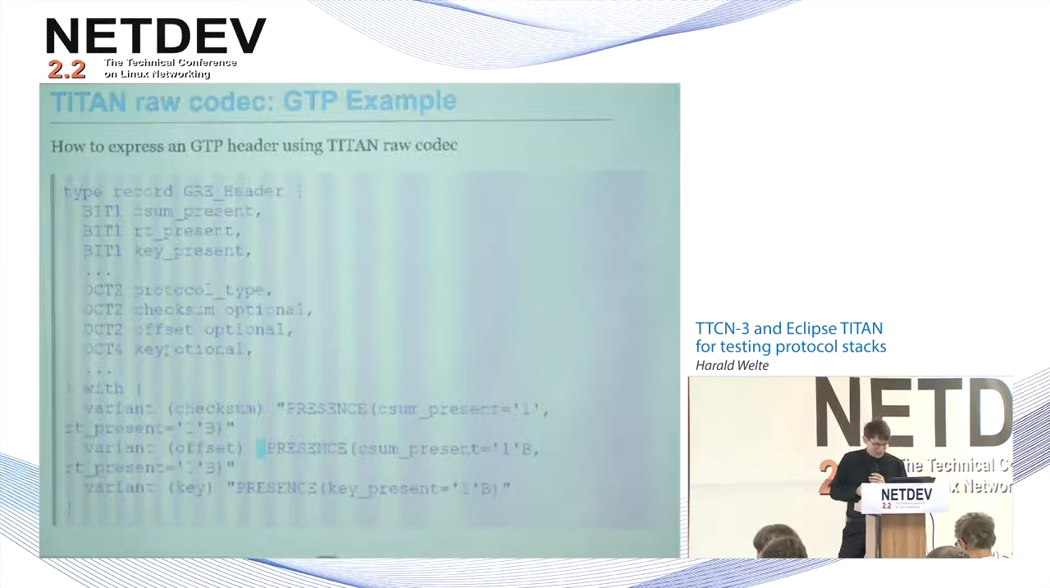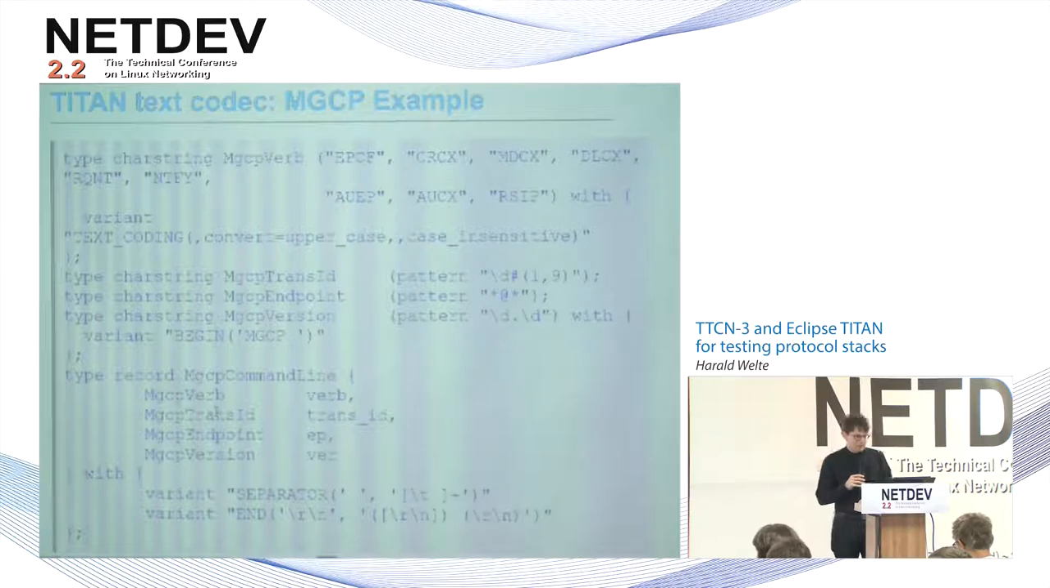Sorry for my typos. And then we say the checksum field is present if the CSUM present bit equals 1, or the RT present bit equals 1. And you can express again these kinds of conditions upon which a certain optional field must be there or must not be there, and the binary raw encoder or decoder will behave accordingly when it decodes the message. So again, no need to code explicitly functions that iterate over the message or something like that.